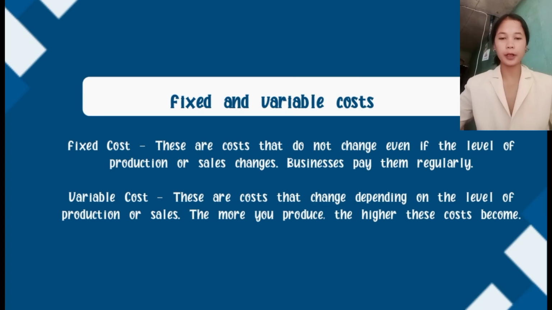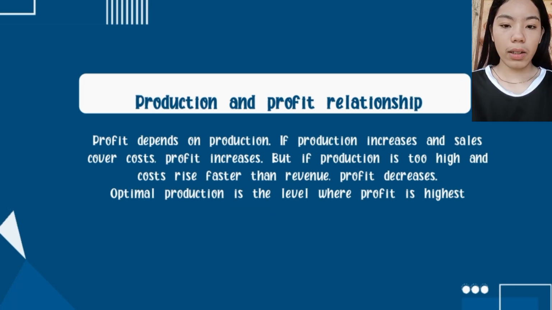So, fixed and variable cost. Fixed cost, this is a cost that does not change even if the level of production or sales changes. Businesses pay them regularly. So variable cost, these are costs that change depending on the level of production or sales. The more you produce, the higher this cost becomes.